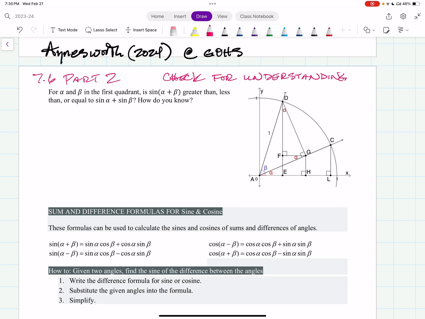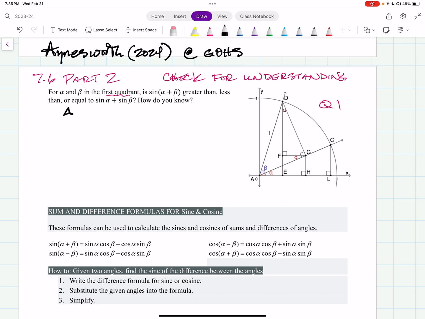The first one, in the check for understanding, says for alpha and beta in the first quadrant, because again, this is a unit circle here in quadrant 1, is sine of alpha plus beta greater than, less than, or equal to sine alpha plus sine beta? Well, let's find out. Again, I'm going to use some triangles here.